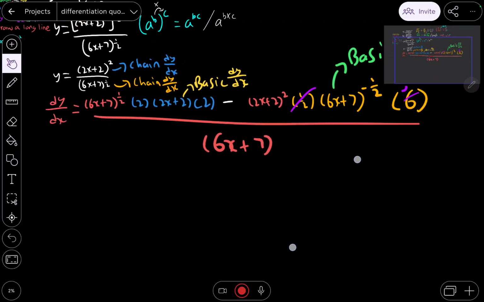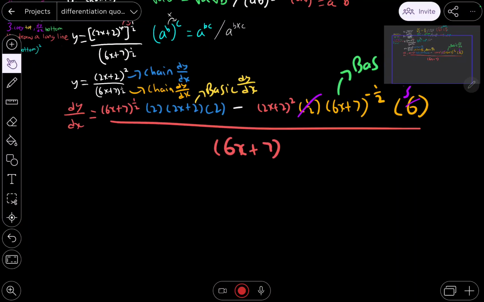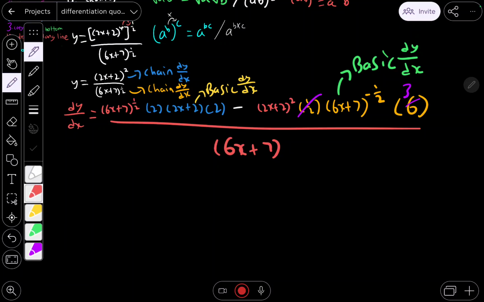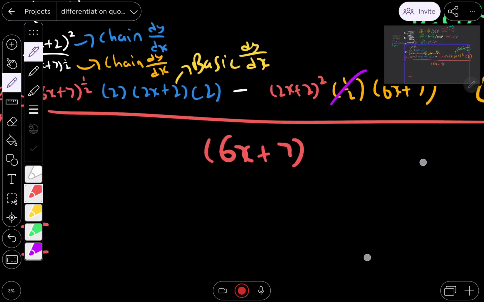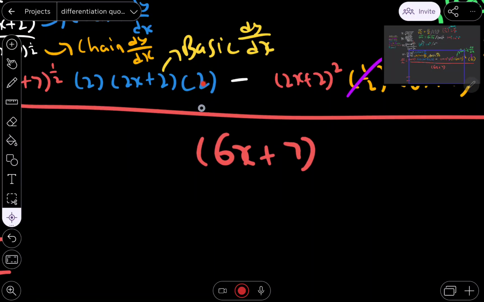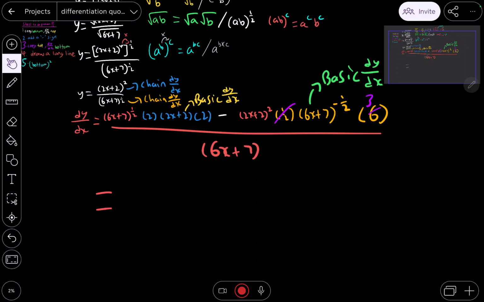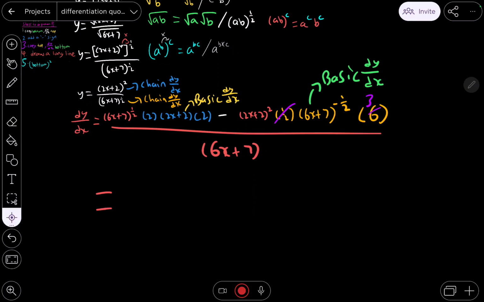Now we are going to start to factorize or simplify. If we look at these two terms here, we are going to start to simplify once again. So let's look at our numbers first. Between 2 times 2, which is 4, and 3, is there anything common? No, right? So let's look at 2x plus 2.